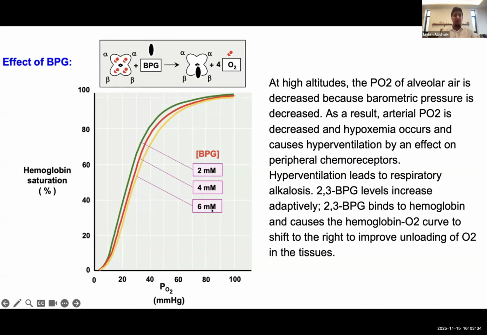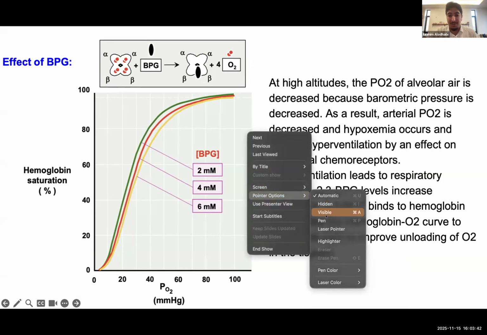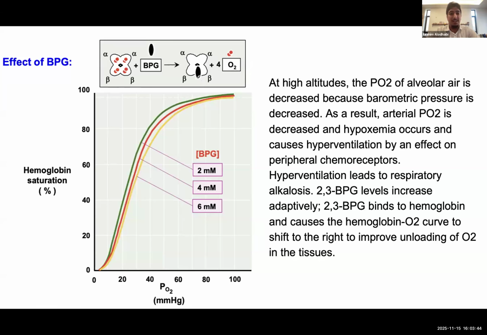Essentially, this 2,3 BPG is going to actually, where's the pointer options? Here we go. All right. So this is basically attaching itself to the hemoglobin, making it easier for the oxygen to be released into the tissues. Because while you're in an atmosphere that has less oxygen, your body is prioritizing getting that little oxygen that you are breathing to the tissues so that they can carry out their function.